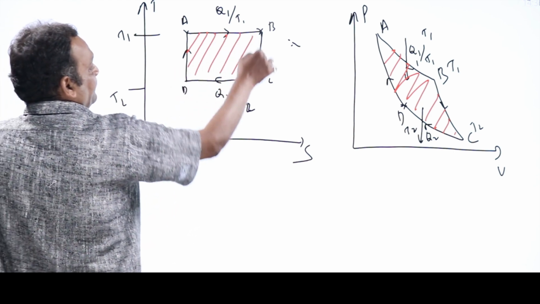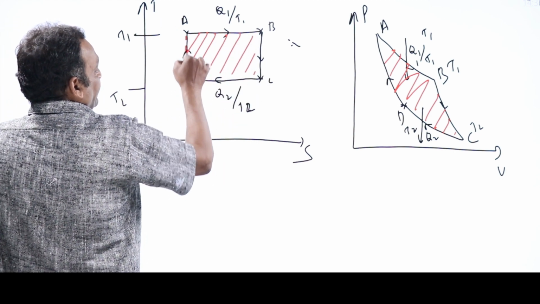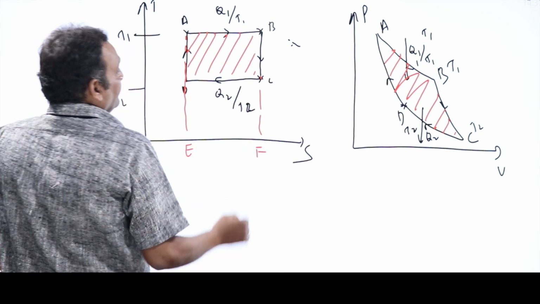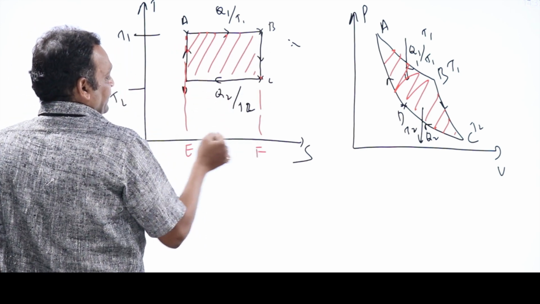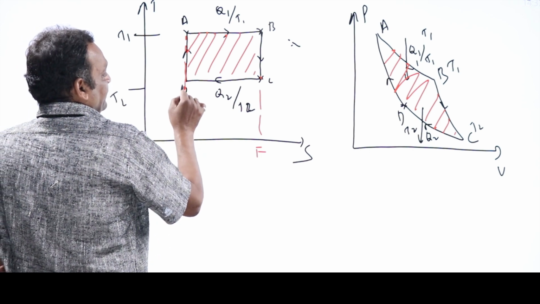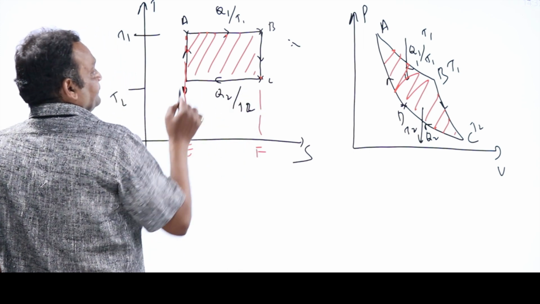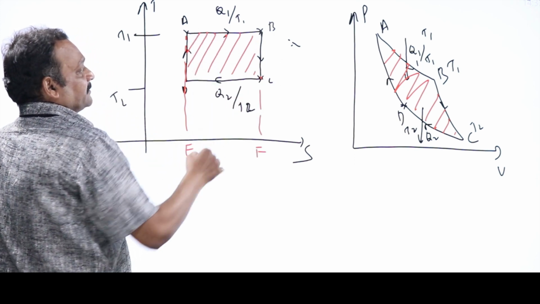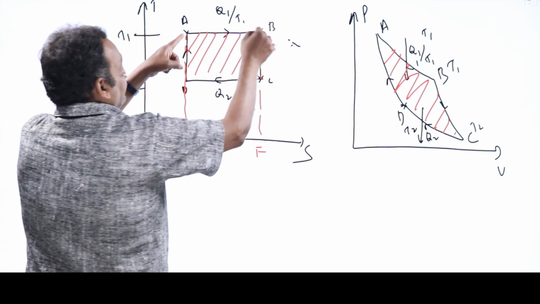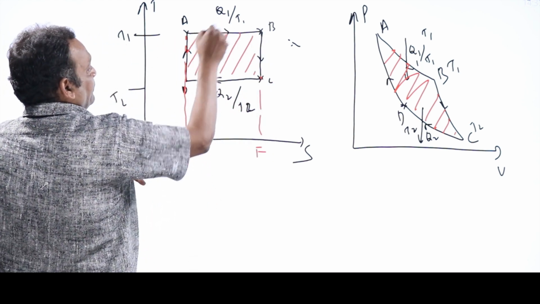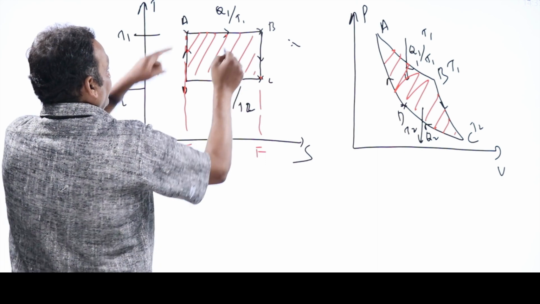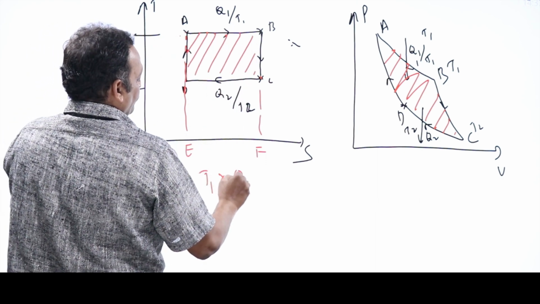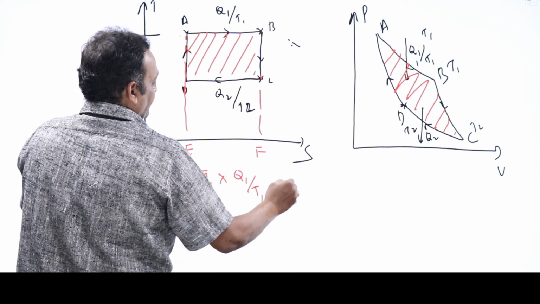This area ABCD is nothing but, I'll call these points A, E and F, the area of the rectangle ABFE minus the area of the rectangle DCFE. From this area, if I remove this area, I get the area enclosed by the Carnot cycle in the TS diagram. Now, what is this area? Nothing but T1 into Q1 by T1, length into breadth. This length is T1, and this breadth is Q1 by T1. So T1 times Q1 by T1 is nothing but Q1.